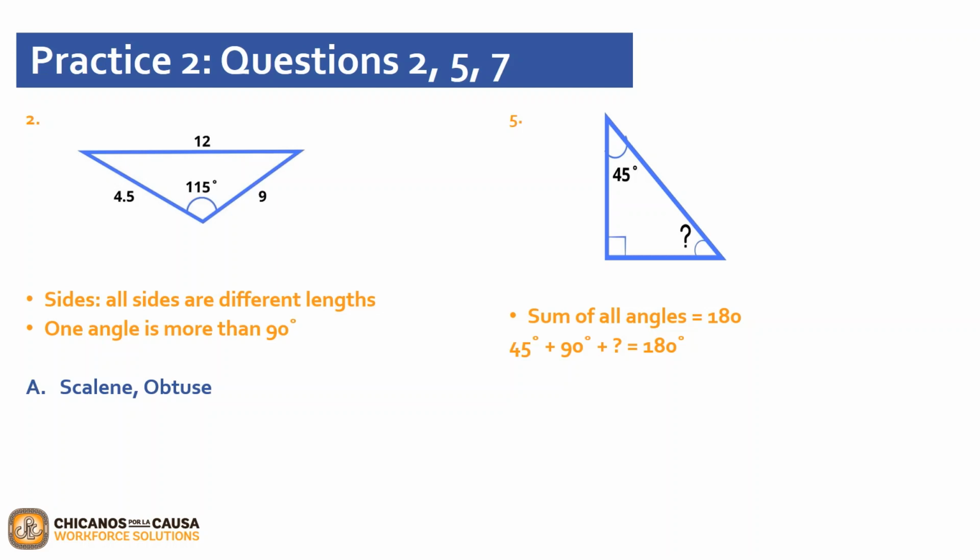of 180 degrees. So we're going to combine our like terms. In this case, it's 45 and 90. So it gives us a total of 135 degrees. So our new equation looks like this. 135 degrees plus the unknown variable equals 180 degrees.